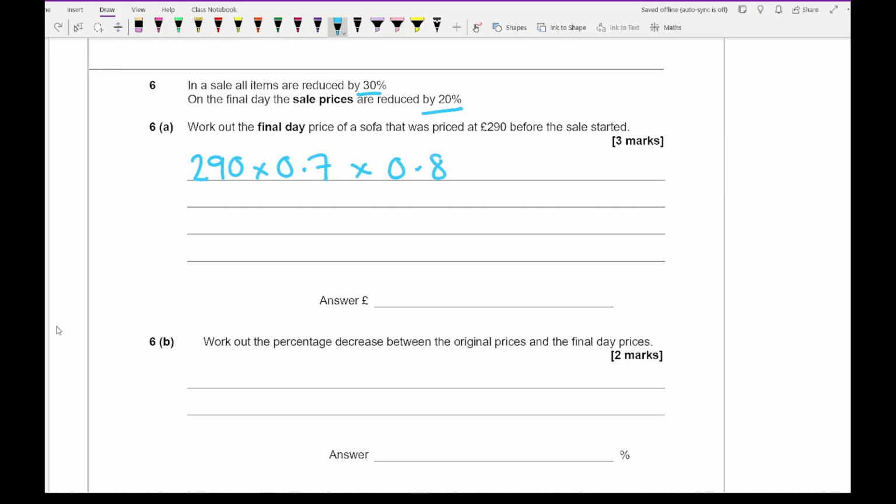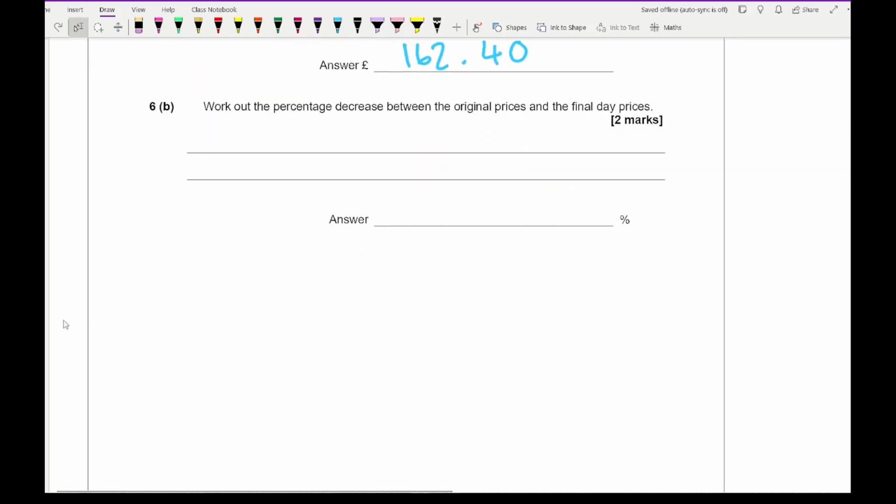So again, typing that all into my calculator, I get an answer of £162.40. Now again, just a little reminder, make sure that when dealing with money that all your answers are to 2 decimal places and you do include the pence.